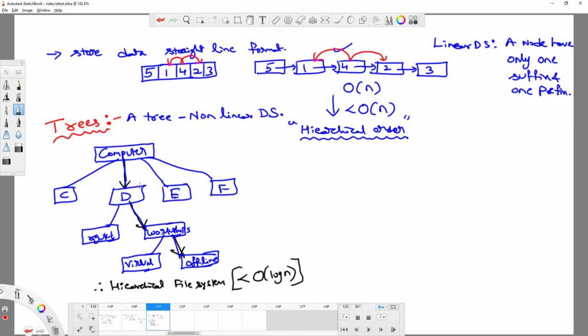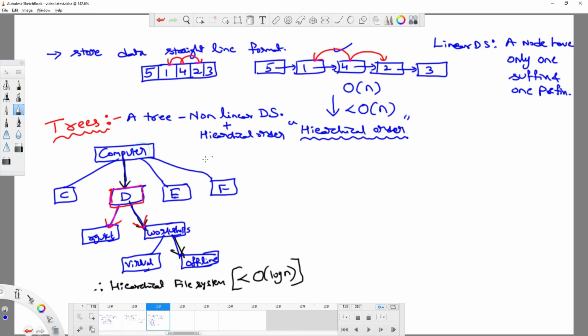What about the trees? Trees can connect to more than one element. It can suffix with more than one element. For example, if you take the D drive, does it contain more than one element or not? Yes. Then we call it a non-linear data structure. So a tree is a non-linear data structure where data is arranged in hierarchical order. Hierarchical.